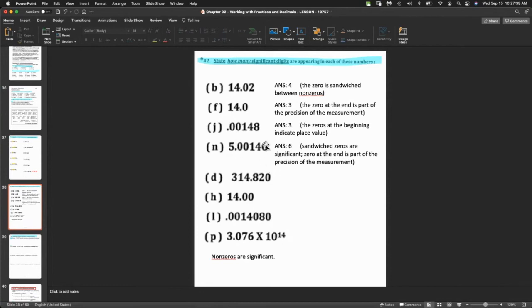For this one here to be 4? No, because these zeros here are in between. Any zeros that are sandwiched, see this 0 here that's a sandwich inside of 2 non-zeros? It's significant. These zeros are sandwiched in between non-zeros. So that means they're all significant. Everything is significant because the zeros are in between non-zeros.